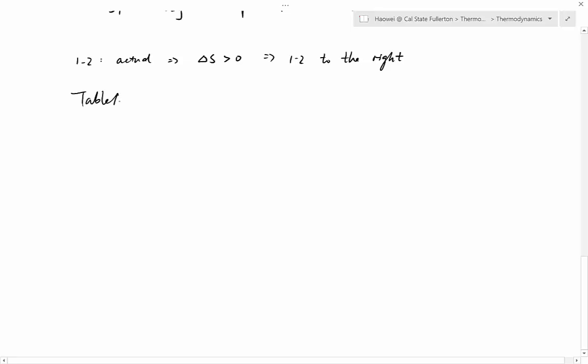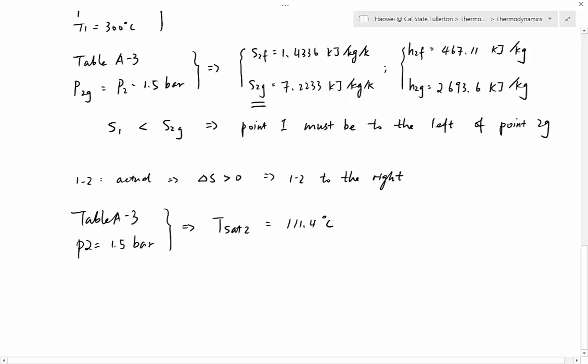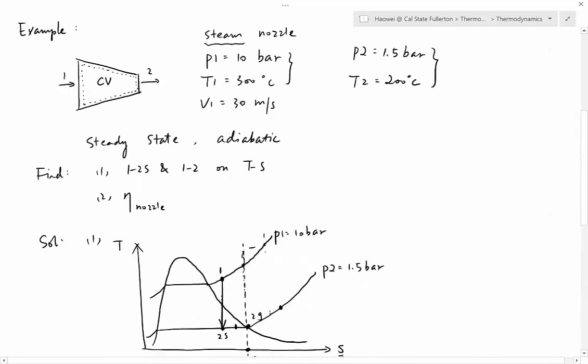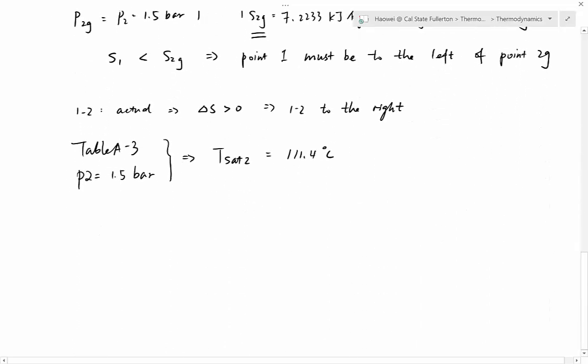We go to table A3 and we start from pressure P2, which is 1.5 bar. And from the table, we can find the saturated temperature we call Tsat2, and the value is 111.4 Celsius. What is our actual temperature T2? T2 is given as 200 Celsius, which is even higher than my saturated temperature. So what is our conclusion? Number 2 must be superheated.